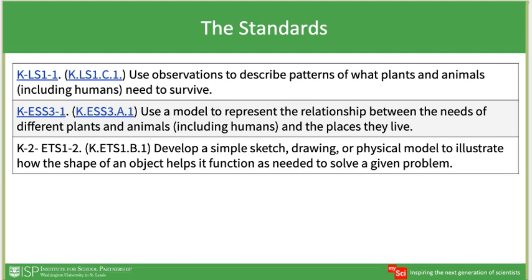This unit covers life and earth science standards about plant and animal needs and the connection between organism needs and where they live. Each of the Next Generation Science Standards corresponds to a Missouri Learning Standard listed in parentheses on this chart. Take a moment to pause the video and review them.